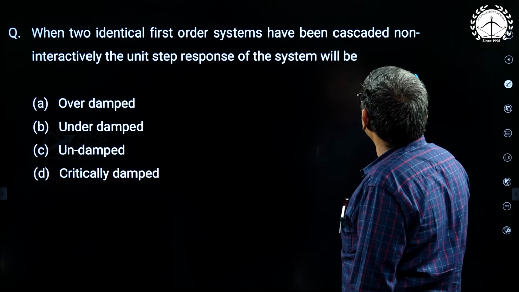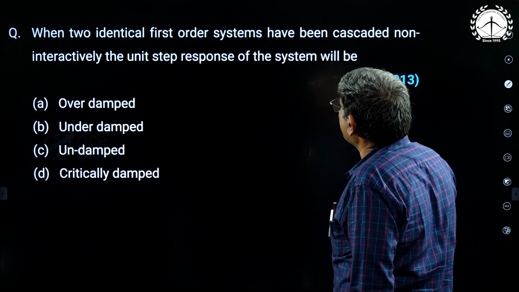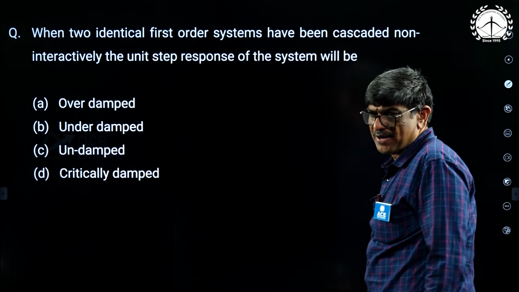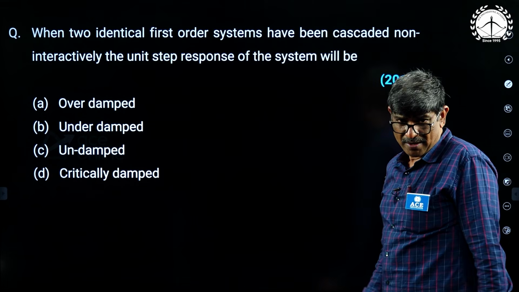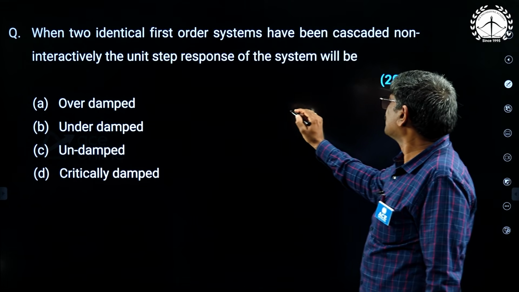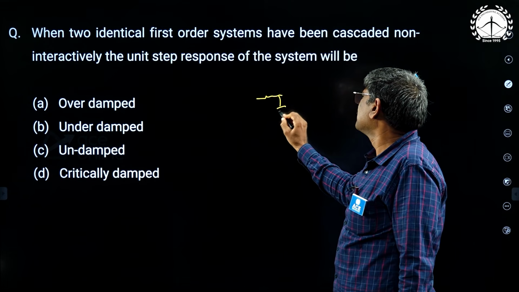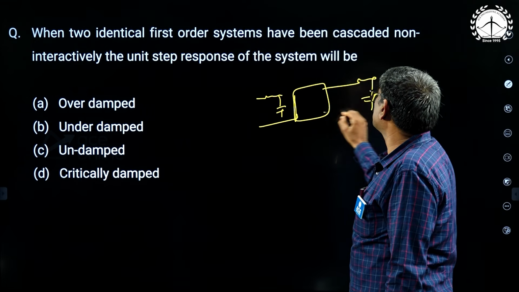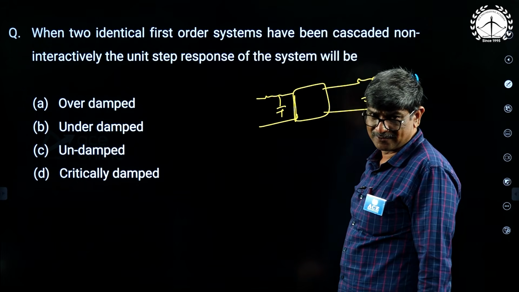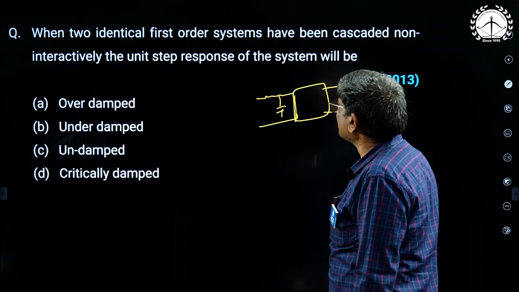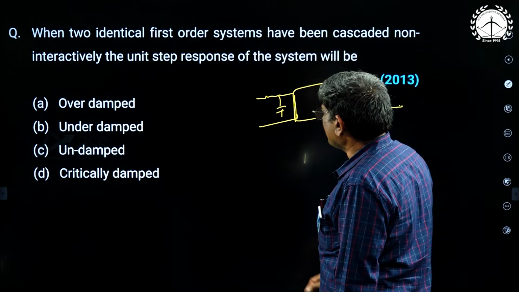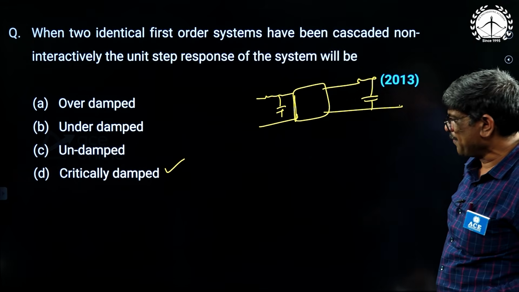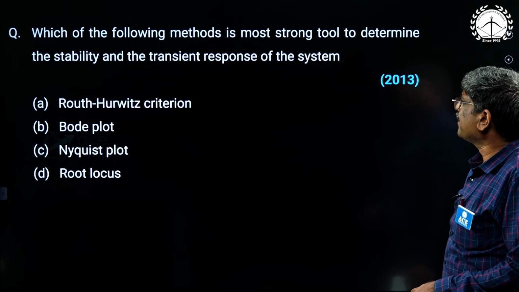Next, two identical systems have been cascaded non-interactively. The step response of the system will be critically damped, underdamped, or overdamped? We even discussed in the class, I took two electrical networks cascaded, and in between I put an isolator. Remember, the poles are repeated, we discussed in the class also. Critically damped system, yes or no, the system is going to be critically damped. Whenever two identical systems are non-interactive, poles are going to be repeated, so it is going to become critically damped.